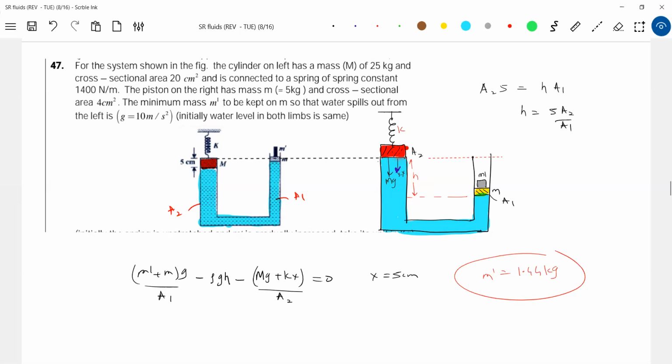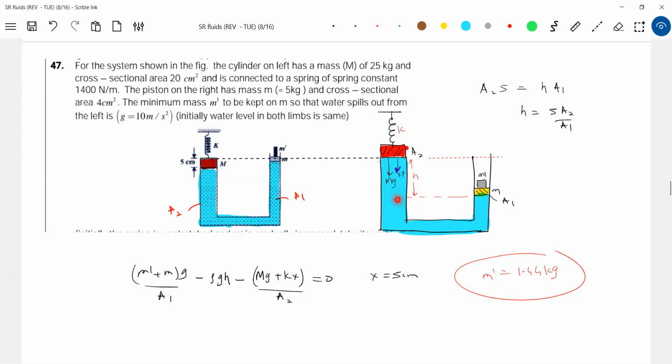A2 into 5, because here how much volume of water will increase? A2 into 5 centimeter volume will increase. Am I right? You can see here, no? 5 centimeter will get displaced. A2 into 5 centimeter should be equal to the decrease in volume of water, A1 into H. So we'll get the value of H. Okay, now it's an equilibrium.